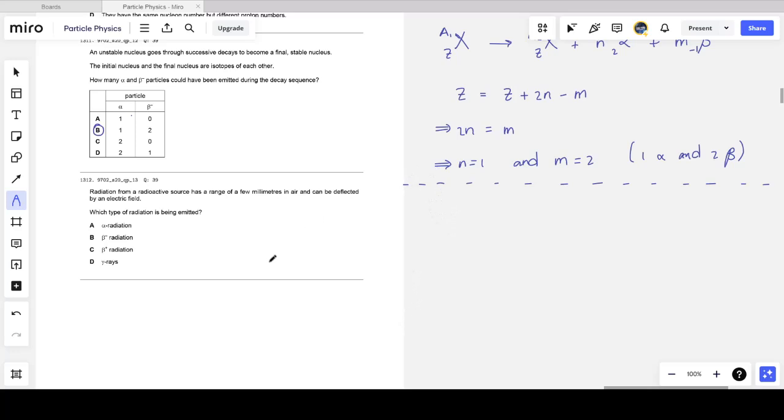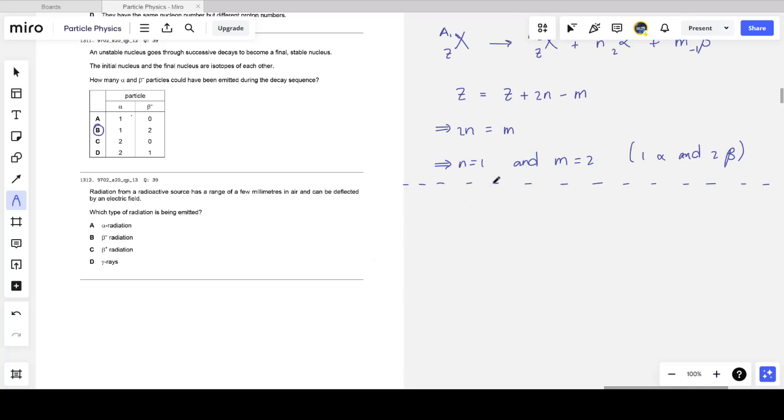The next question is 1312. It's from the summer 2020 exam, question paper 1, variant 3, and it's question 39 from that paper. It says that radiation from a radioactive source has a range of a few millimeters in air and can be deflected by an electric field. Which type of radiation is being emitted?